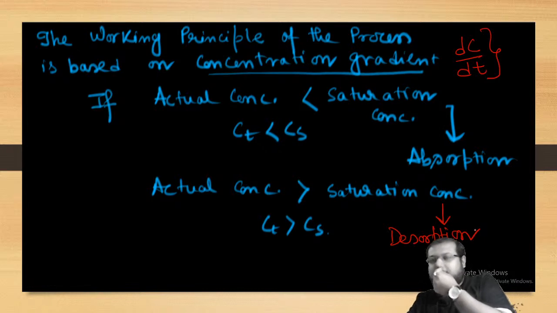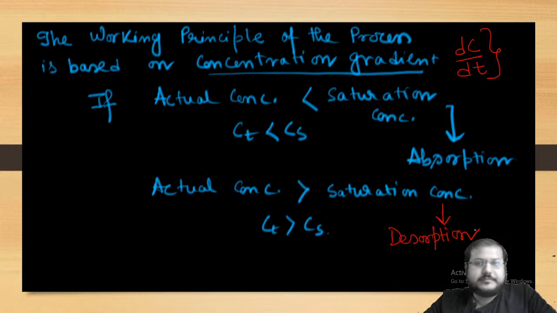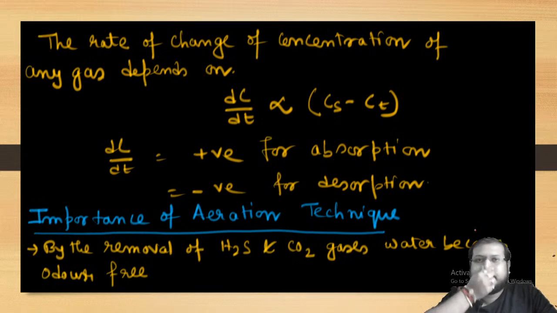So absorption will occur when we are going for the proper process of gasification, and desorption will occur when we are going for the proper process of degasification. The rate of change of concentration of any gas depends on dC/dt. What I've written is the concentration gradient. So dC/dt is positive for absorption and negative for desorption process.